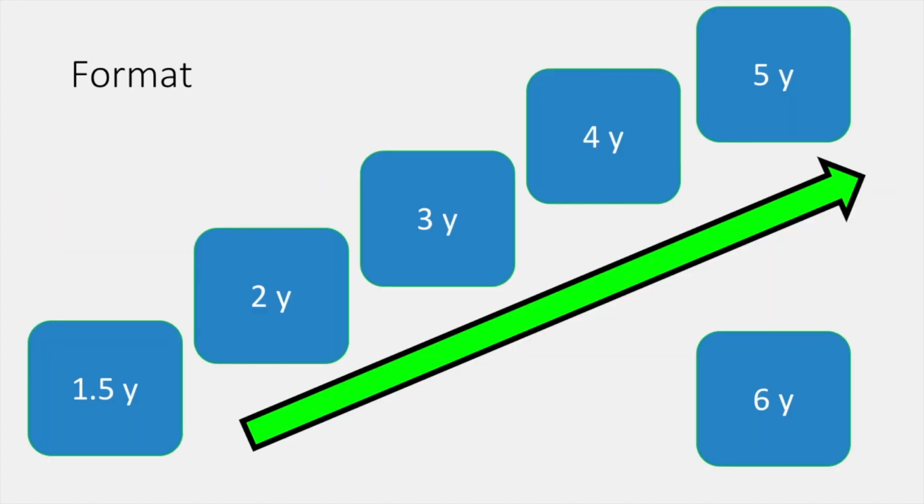The second frame will cover 1.5 years, or 18 months, 2 years, 3 years, 4 years, and 5 years. Sometimes there will be a notable 6-year milestone, which will get its own little section in the bottom right corner. These milestones will also be arranged left to right, but on an upwards diagonal axis. So that's it for the format. If you just want to dive into the videos, then you can stop now.